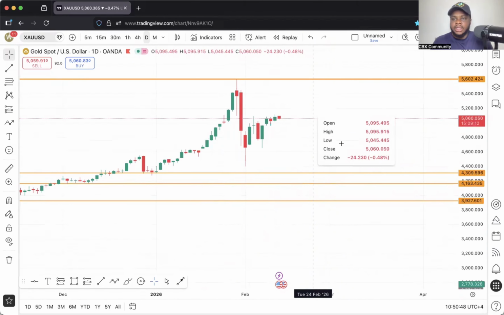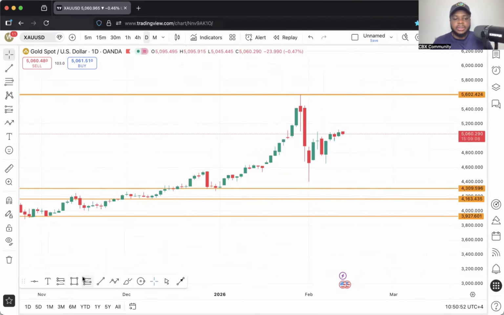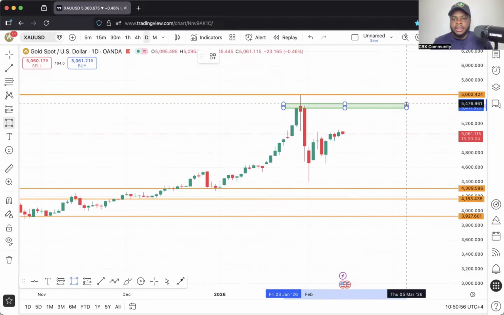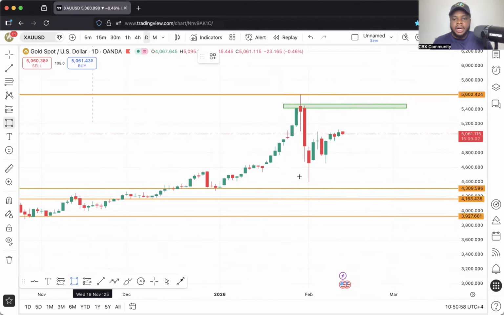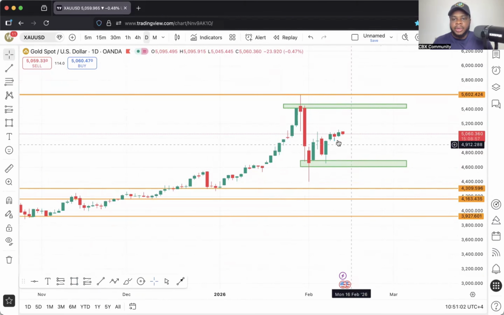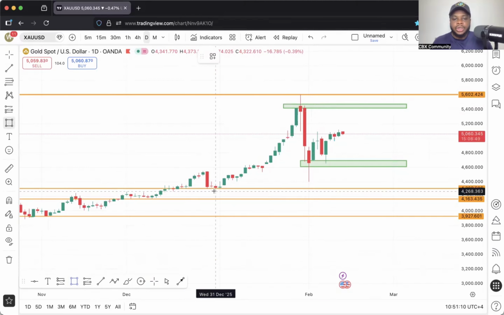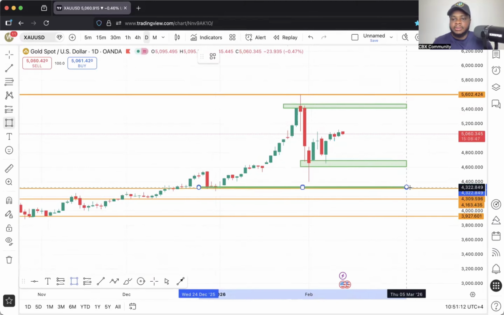Looking at the condition of the daily market structure, we are in a consolidation zone. The reason why I say that is because we have a resistance zone over here, we have a support zone over here, and then we have a minor resistance over here. From this resistance zone down to this support zone is considered a consolidation zone. We also have a support zone over here.